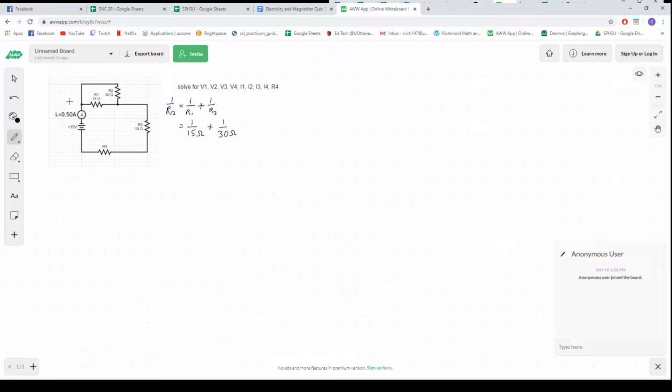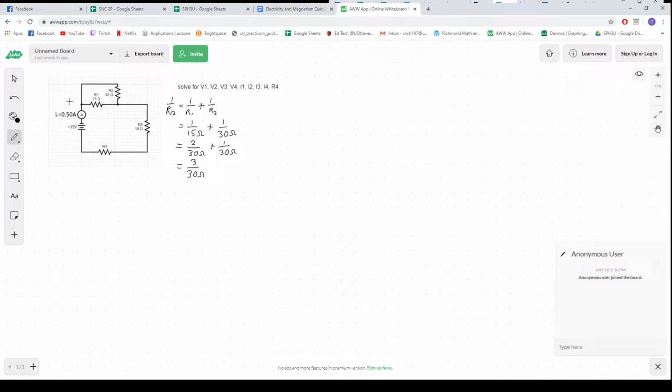And we can add these two fractions together quite simply by just finding a common denominator, and our common denominator could be many options, but our simplest one is just going to be to make it 30. So if we make our first one into 30, multiplying both top and bottom by 2, 2 over 30 ohms plus 1 over 30 ohms. Add 1 and 2 together, you get 3. So we end up with 3 over 30 ohms.